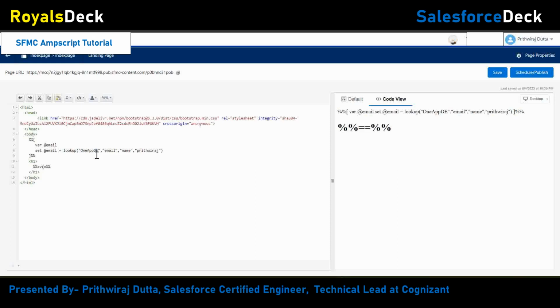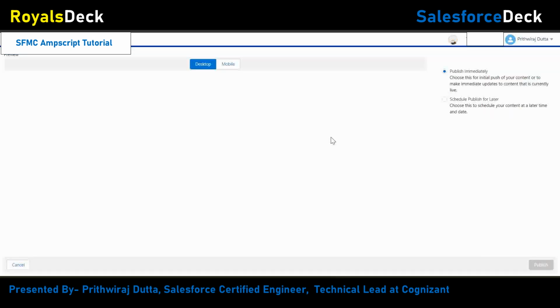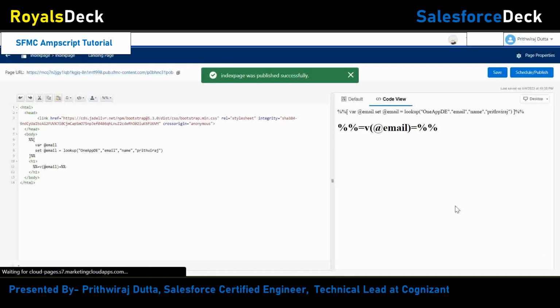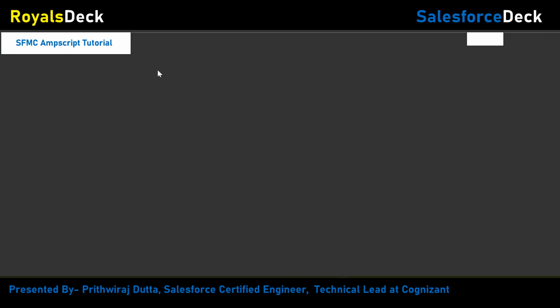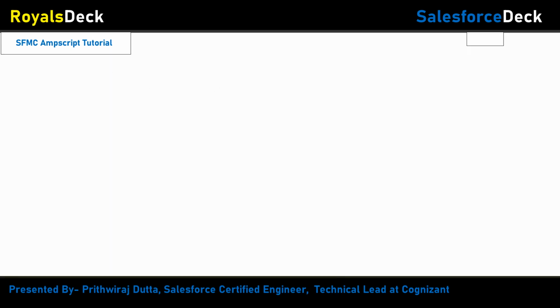So that's it basically. So if I publish this page, and if I open this, you see my email address, right. So that is how we do the lookup function, right.